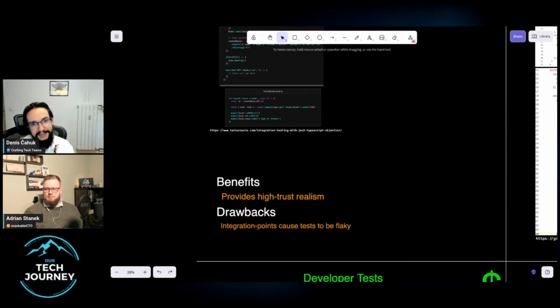The drawback is that every integration point causes your test to be flaky. I have a database. Well, if the database is out of memory, the test won't run, and I don't know. Will it crash? Will it cause an error? Will it fail? You don't know. This is one of those points why integration tests are flaky. I can have a Docker image in the CI/CD pipeline. Somebody can pull the Docker image accidentally.